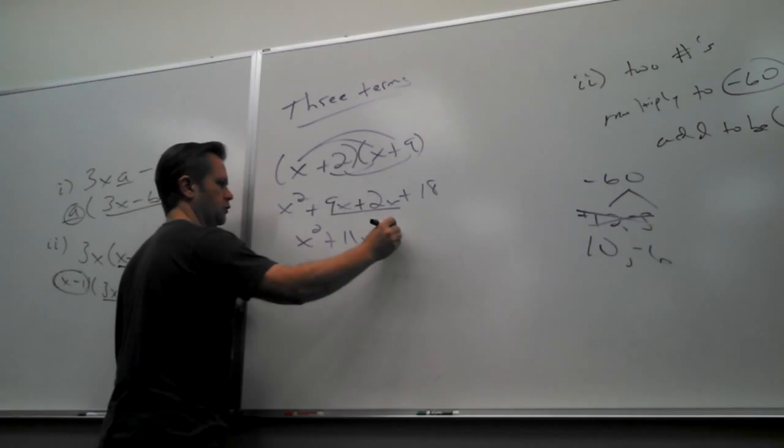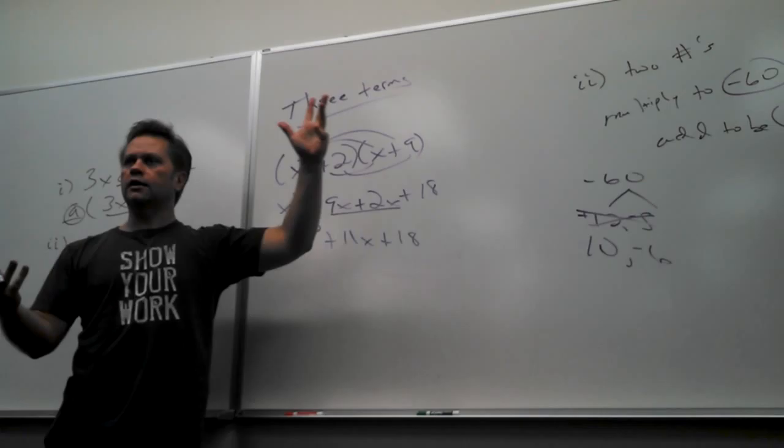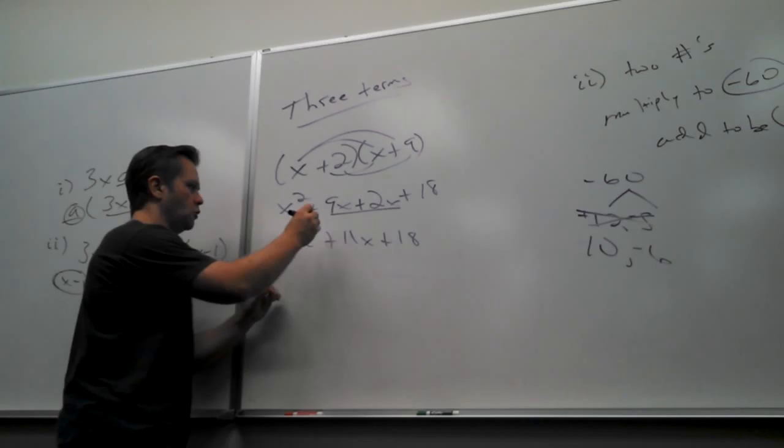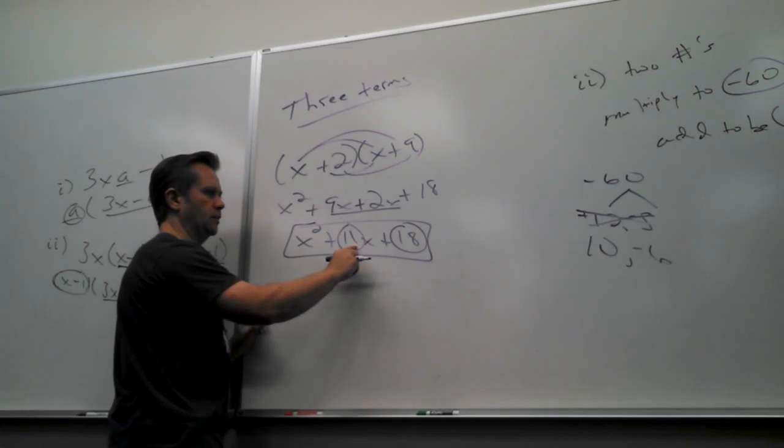I said, find factors of 18. 2 numbers that multiply to 18 and add to be 11, right? Because where did 18 come from? 2 times 9. Where did 11 come from? 2 plus 9. So what we're going to do now is we're going to start here. And the way to find the answer, the way to break them back up, is to think about, well, what two numbers would multiply to this and what two numbers would add to be this? Because that's the two numbers that have to go here and here.